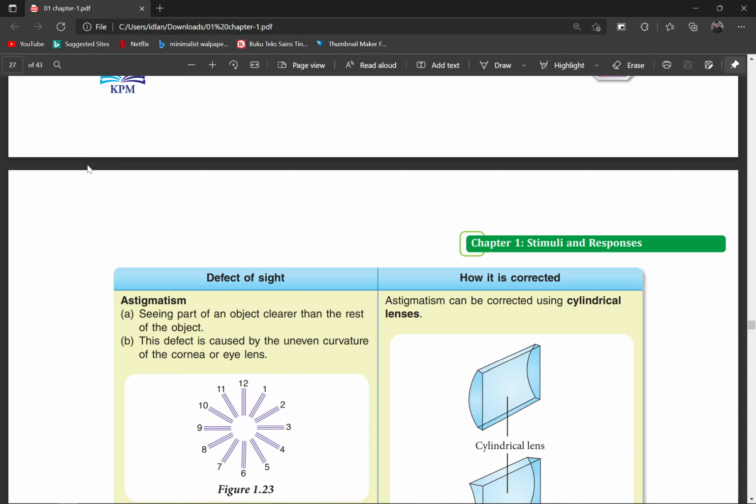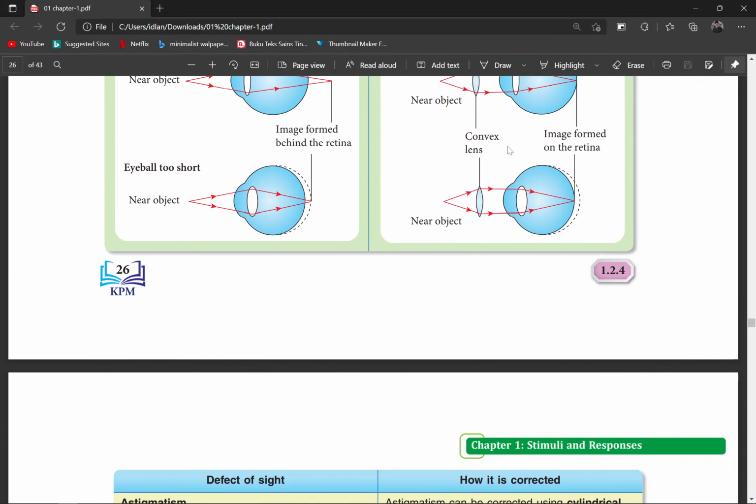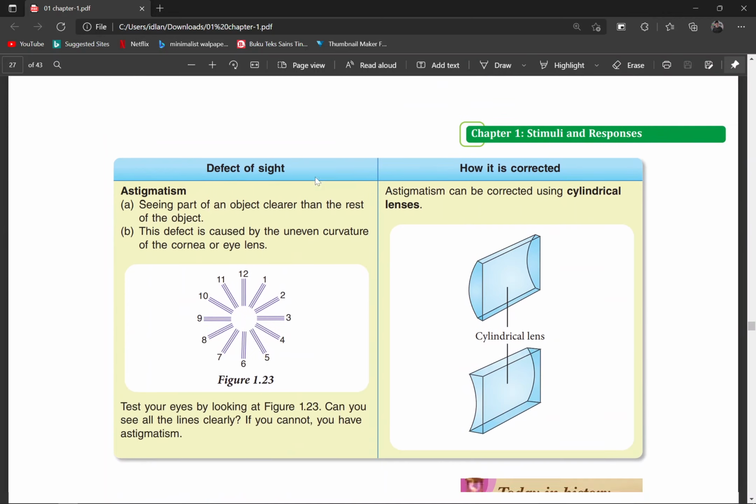Well, it's corrected using convex lens. Yeah, it's using convex lens. Kalau korang ada textbook pun okay.